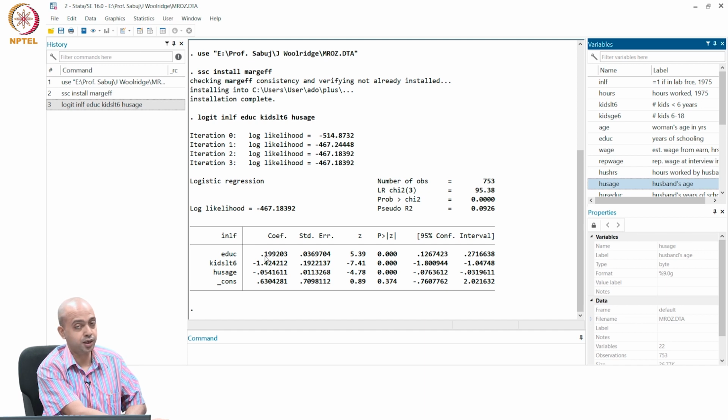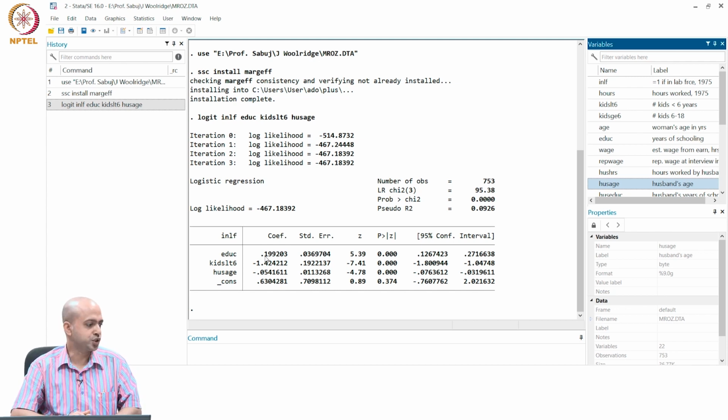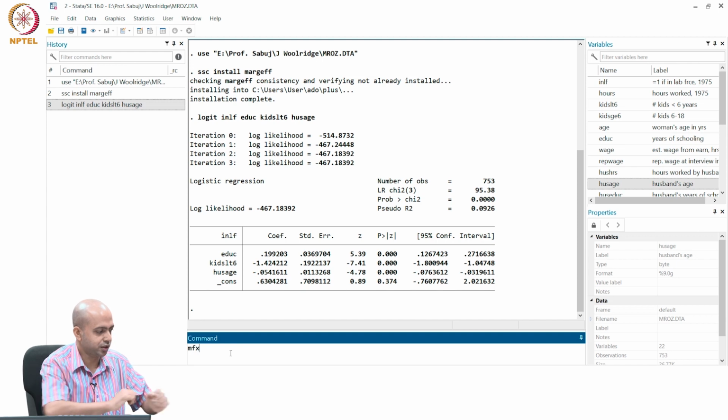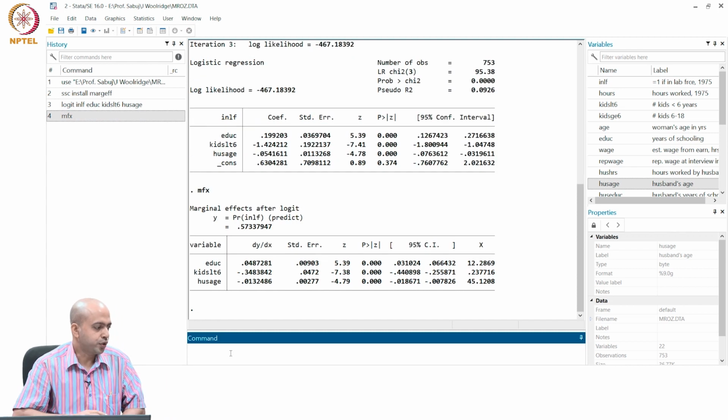That means we cannot say that for 1 unit change in education, this is the change in probability, because our dependent variable is basically log of pi by 1 minus pi. So you can say that for a unit change in education, the log odds ratio changes by 0.19, right? And then you have to specifically put in a command to estimate the marginal effect. And what is the marginal effect command we discussed? The command is very simple, the mfx command. Okay, marginal effect, if you press enter, then you will get the marginal effect, right?